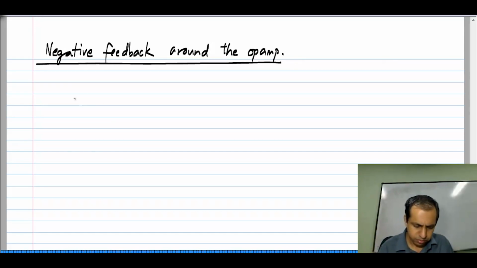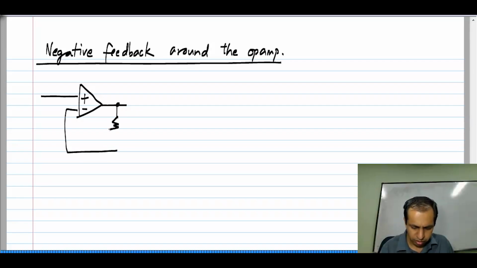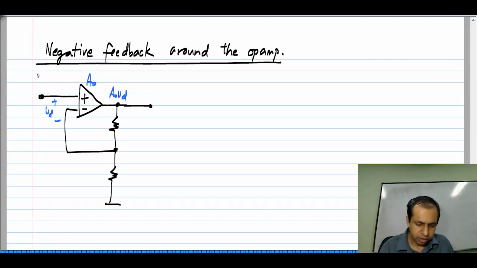Now, let me take the circuit which we have seen earlier. This difference is termed V D and the gain of the op amp is A naught, which means that the output is A naught V D. I apply V I here and I obtain V out there.